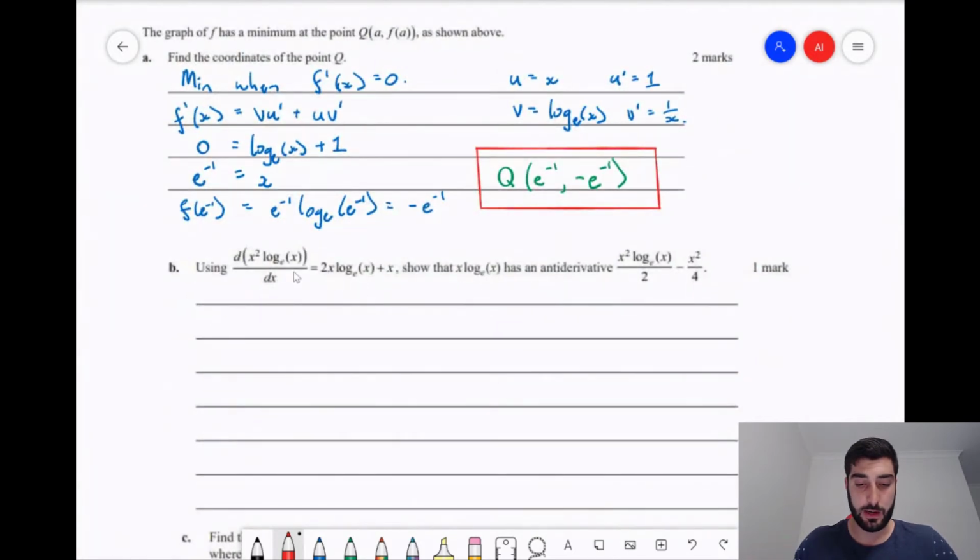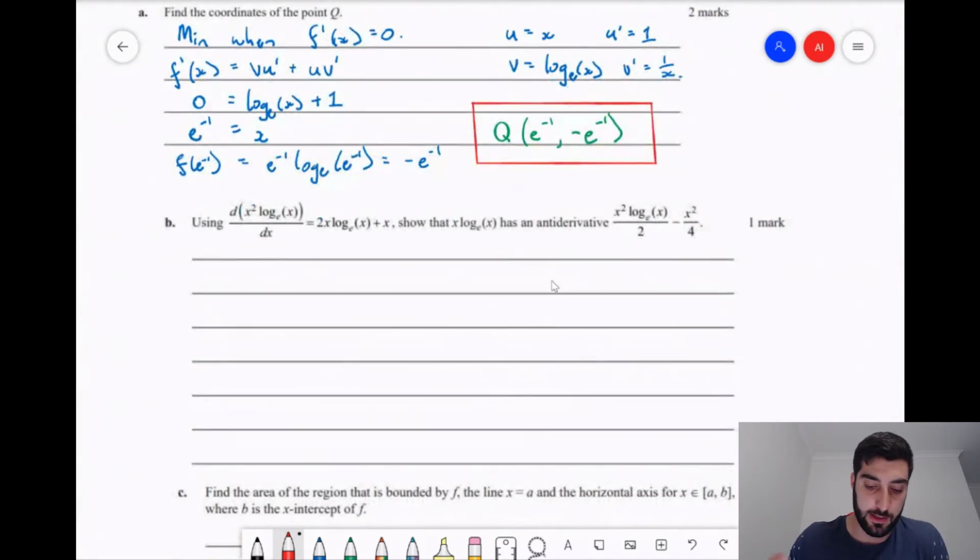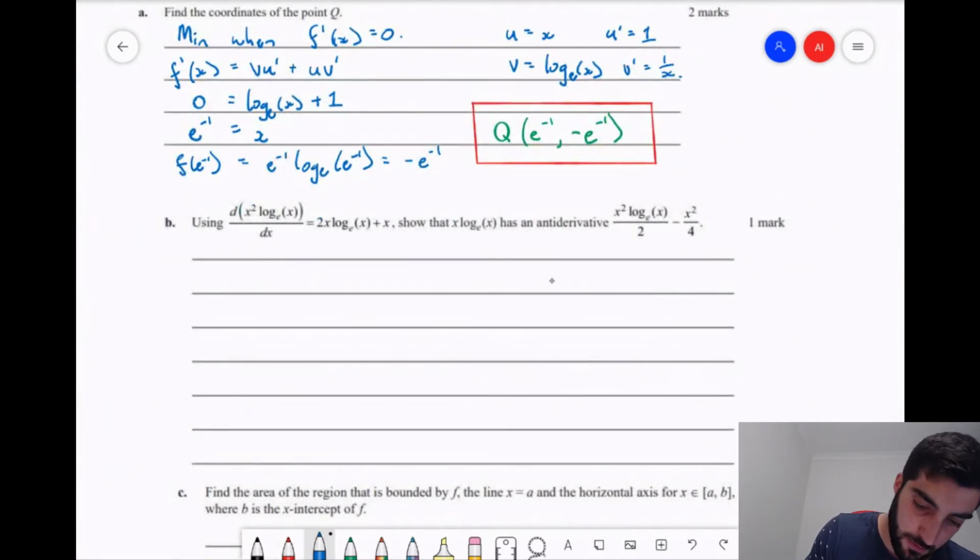So hopefully you guys can sort of pick up on that this will be an integration by recognition question. And usually the first thing that I like to do is to re-express the information that they've given us to start with.